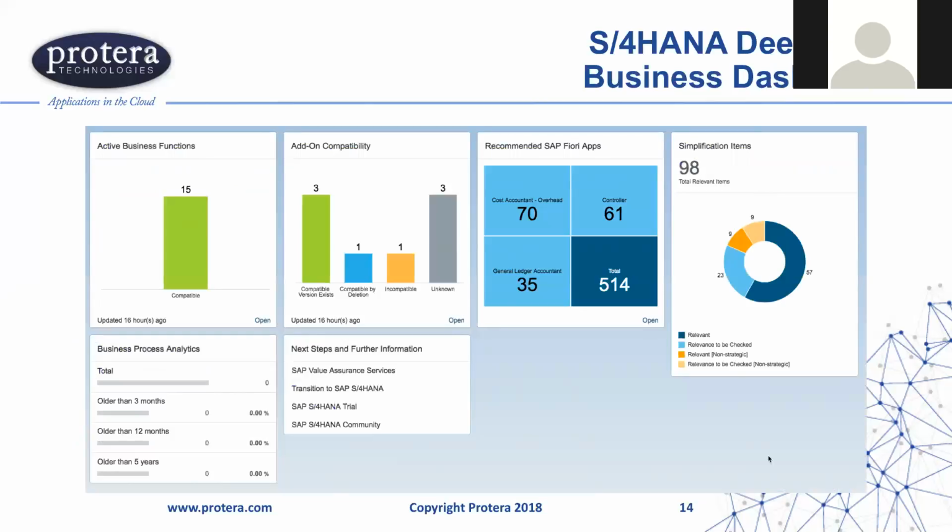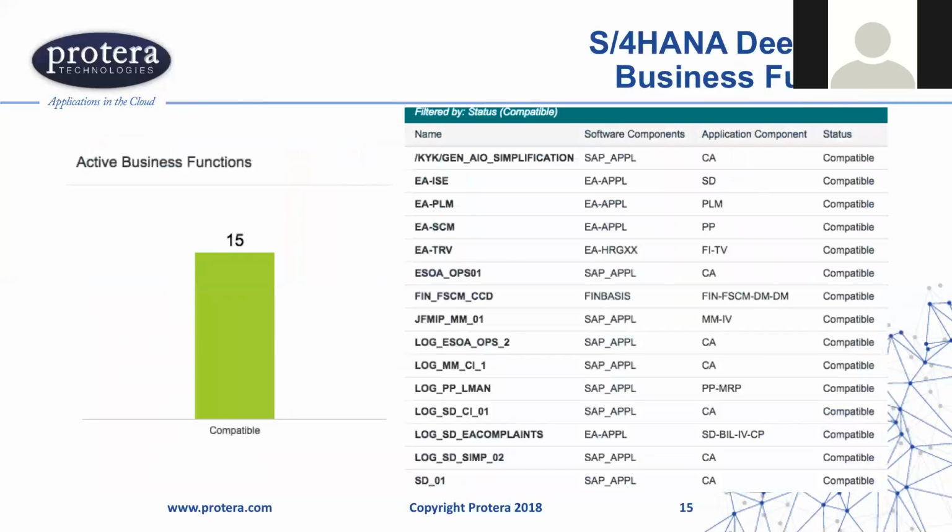So for the deep dive, a visual of the areas that we will look at. And this is interactive. Customer can drill in to see exactly the business functions. And once you drill in here, you can see compatibility. Scrolling through the list, there's 15 categories shown here. All are compatible, fully supported.